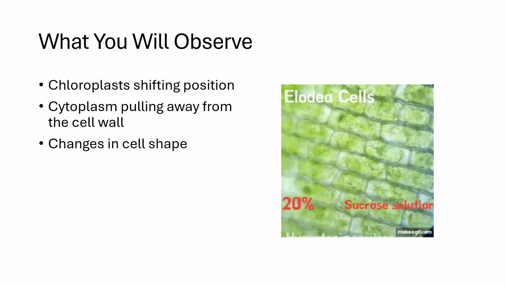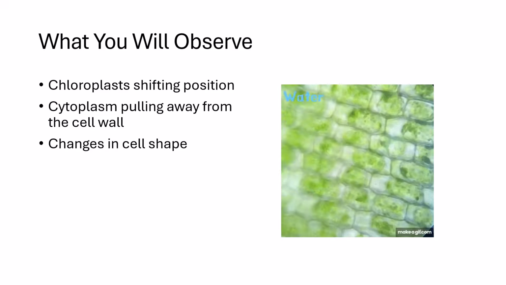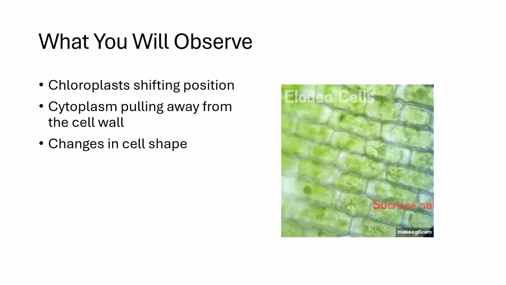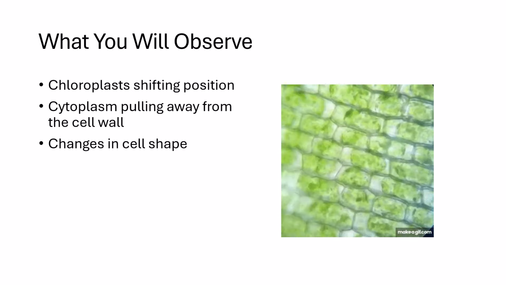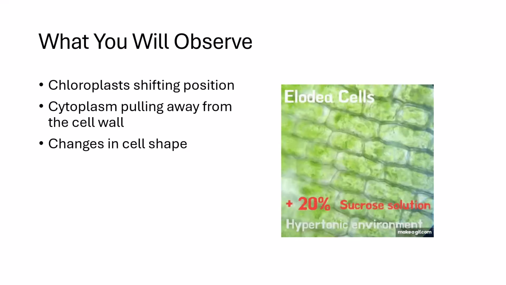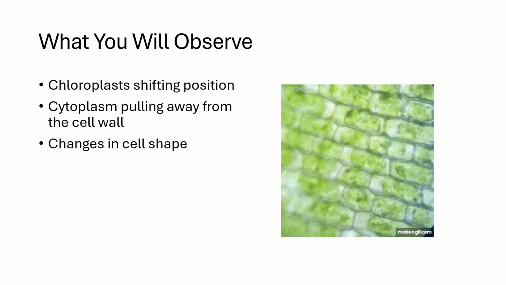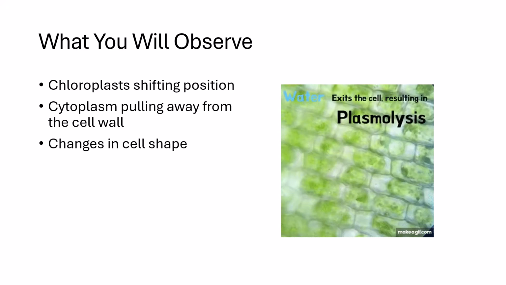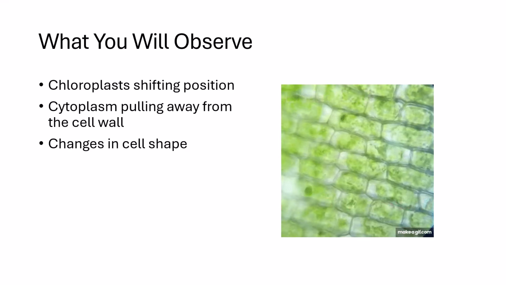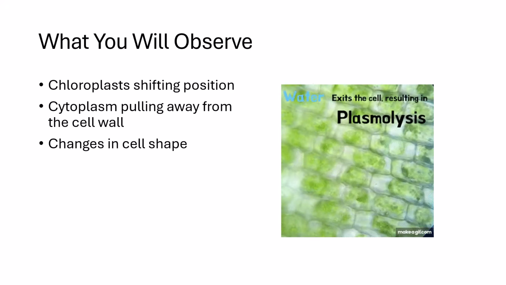As you observe Elodea under different conditions, watch for changes in where the chloroplasts are located. In a hypertonic solution, you may see the cytoplasm pull away from the cell wall, a process called plasmolysis. These visible changes help demonstrate how osmosis affects living cells. In this GIF, you see Elodea in a 20% sugar solution. So if you ever tried that science experiment where you water plants with soda, this may be what you see at a microscopic level. What would the plant look like with your bare eyes?